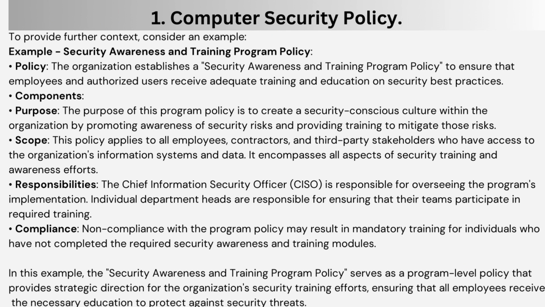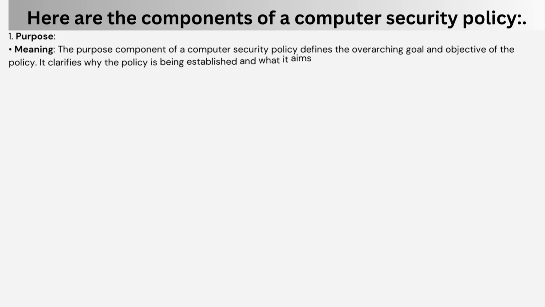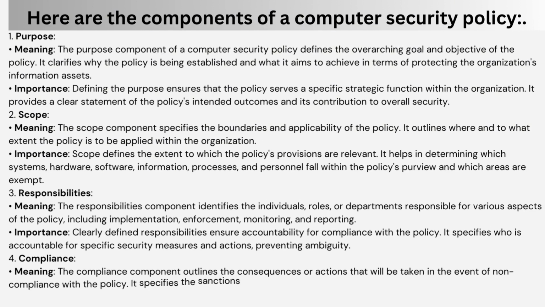Compliance. Non-compliance with the program policy may result in mandatory training for individuals who have not completed the required security awareness and training modules. In this example, the Security Awareness and Training Program Policy serves as a program-level policy that provides strategic direction for the organization's security training efforts, ensuring that all employees receive the necessary education to protect against security threats. So here are the components of a computer security policy.